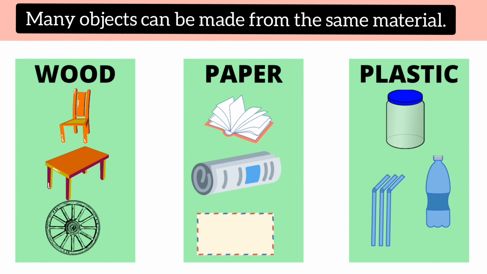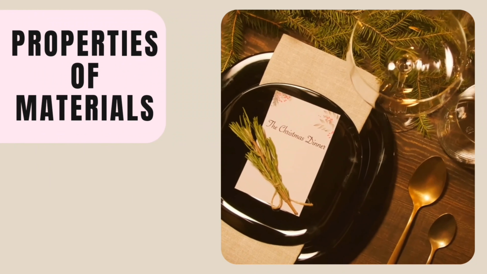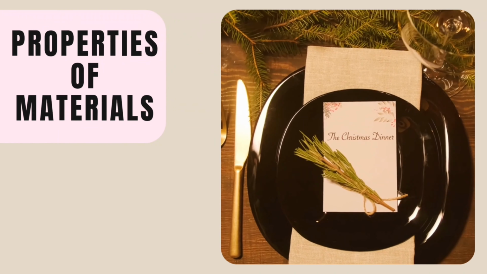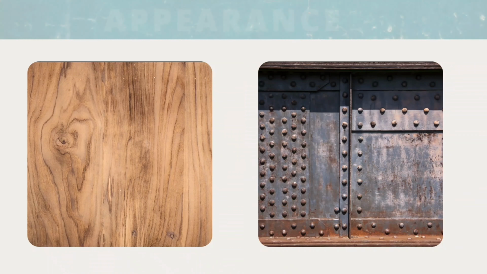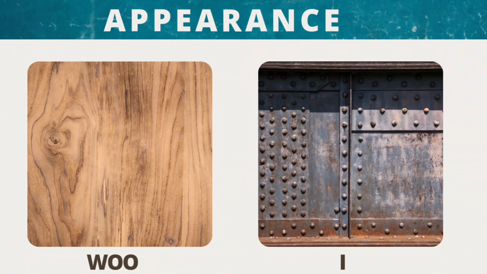To make an object, first we need to select the material. The material is selected based on the properties and the purpose for which the object is going to be used. So the first property is appearance. Materials usually look different from each other.